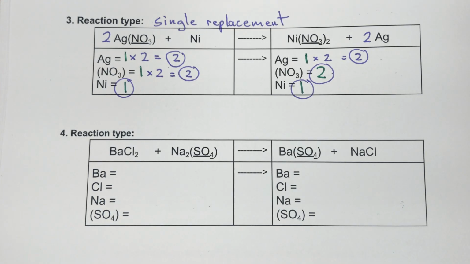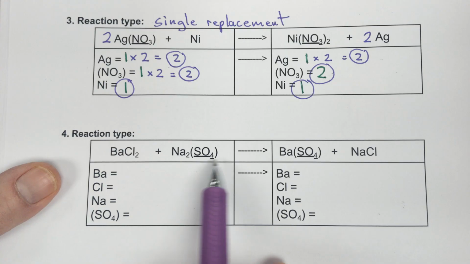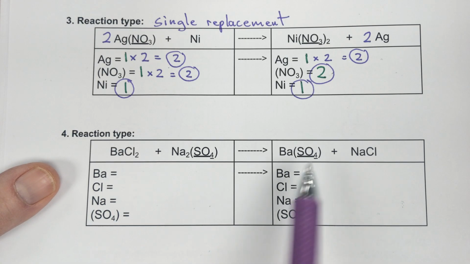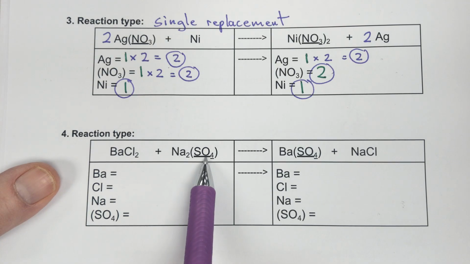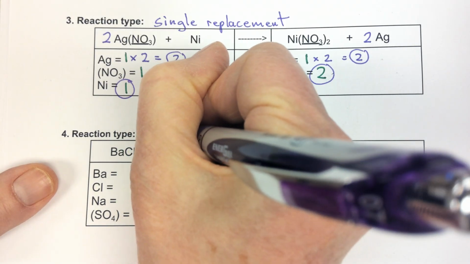Next one. We have another double replacement. 2 ionic compounds. They are trading partners. Barium drops chlorine and picks up sulfate. Sodium drops sulfate and picks up chlorine. So we call that a double replacement. 2 compounds switching partners.